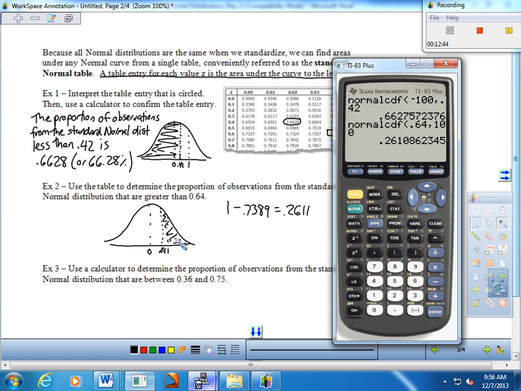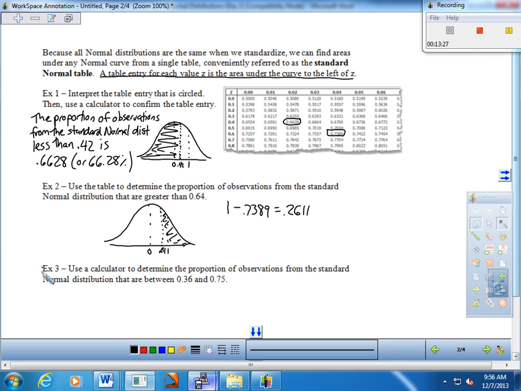Cool. All right, let's do example 3. Look at it visually and then kind of go from there. It says use a calculator to determine the proportion of observations from the standard normal distribution between a z-score of 0.36 and a z-score of 0.75. So theoretically, we could use the table up here, as I think I have these z-scores up there. I don't think that we're going to do that. I think we're just going to go ahead and use the calculator at this stage, and really, for the most part, most of the rest of the way through.